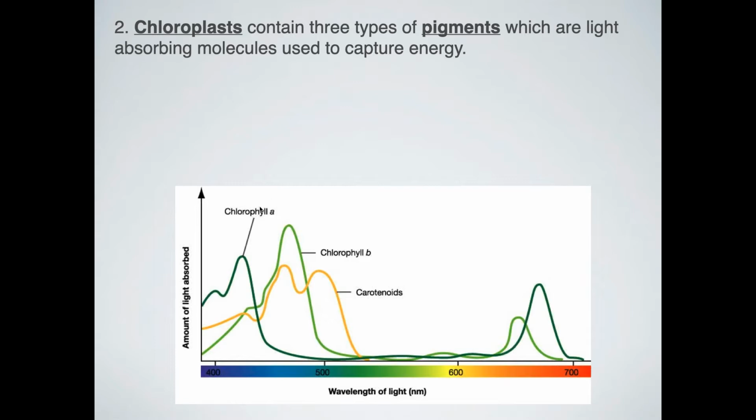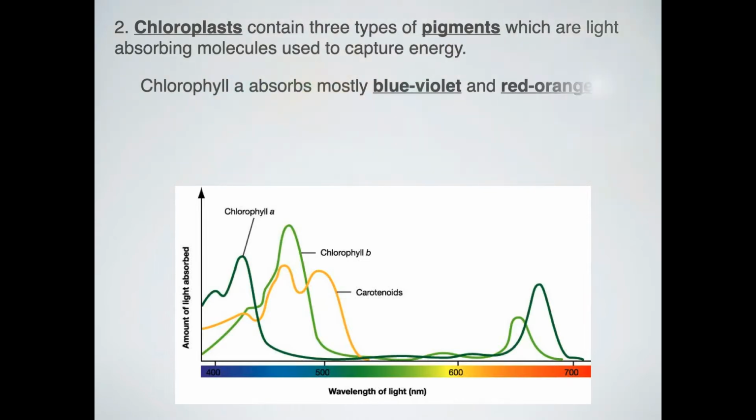So here are the main pigments that we see in chloroplasts. We've got chlorophyll A, and you can see here, chlorophyll A is this dark kind of green color. It absorbs mostly blue-violet right about here in this wavelength, and also red-orange light. Chlorophyll B absorbs almost entirely blue light. You can see it does absorb a little bit of kind of reddish orange, but not as much as chlorophyll A. So we're just going to kind of say it absorbs mostly blue.